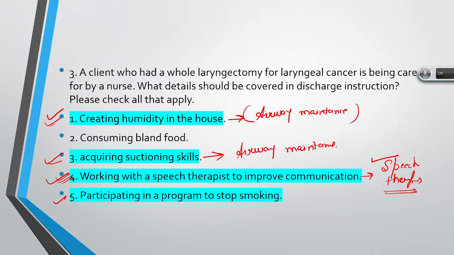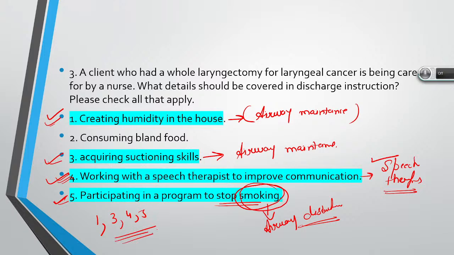Then option number 5, participating in a program to stop smoking. This is also a right option here, because smoking is the most precipitating, leading causative factor of airway disturbance. If the patient does not stop smoking after the laryngectomy, then airway clearance and maintenance will be affected, and a disturbed airway with dyspnea, shortness of breath, will be there. So option 1, option 3, option 4 and option 5 will be the right options here.